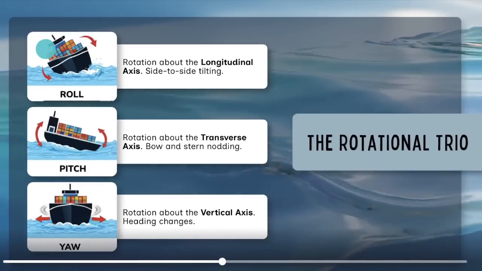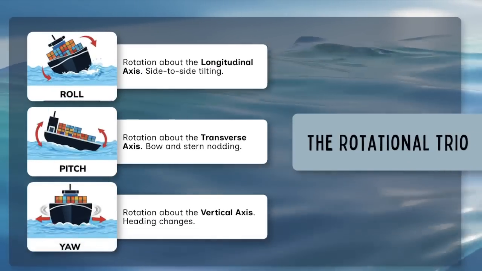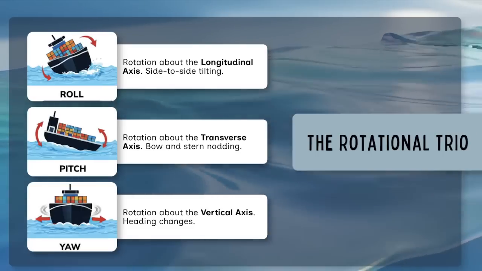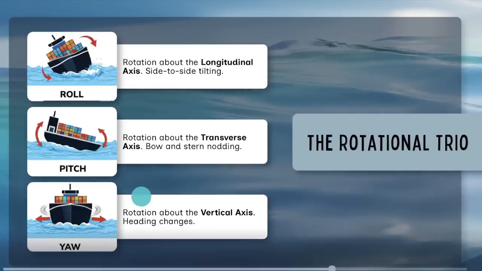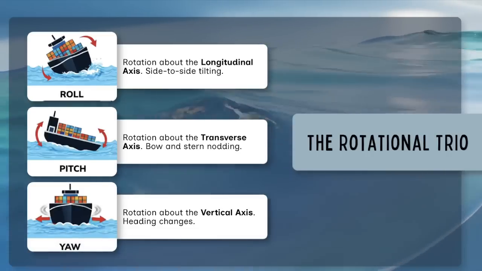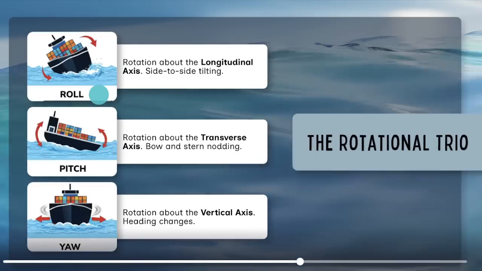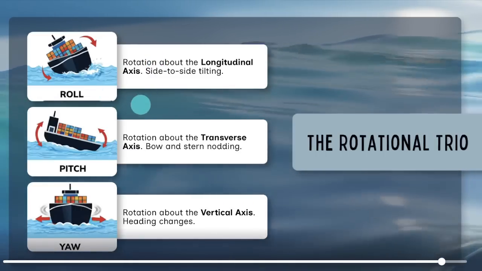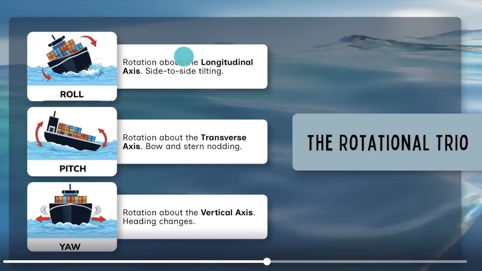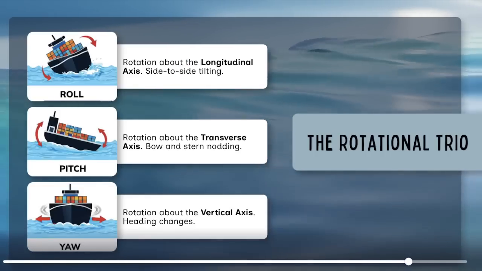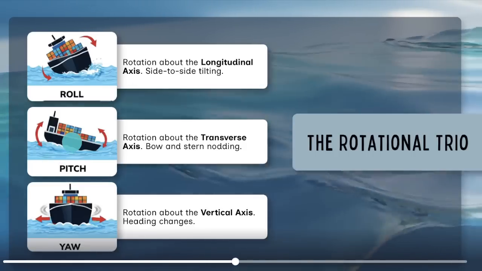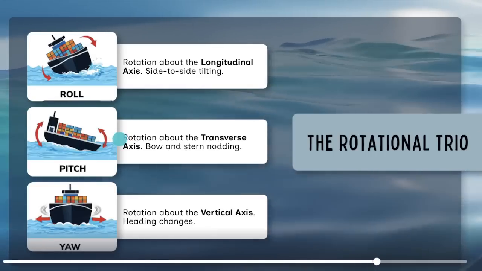We have here some key rotational motions, what we call the rotational trio. First is rolling, then pitching, and then yawing. Rolling is the rotation about the longitudinal axis, or the side-to-side tilting. This is caused by wave action and wind, particularly in beam seas.